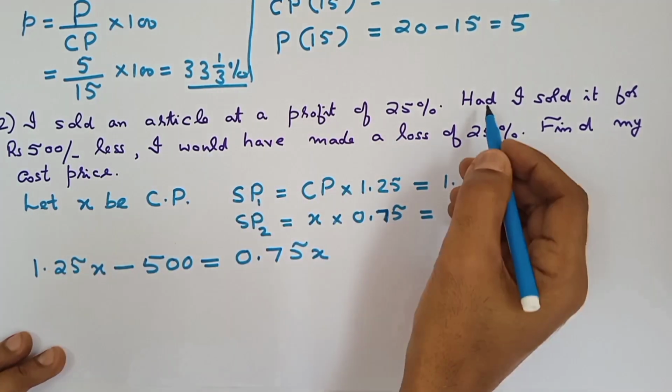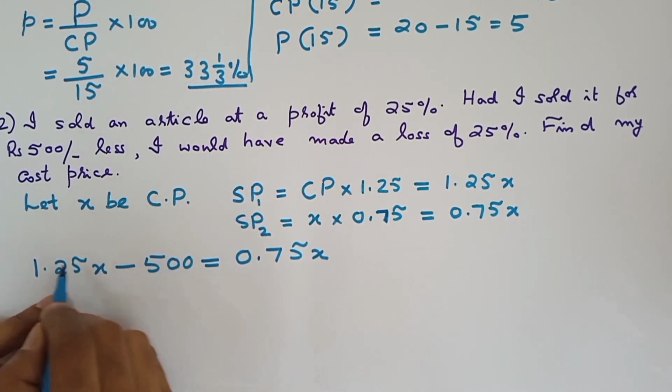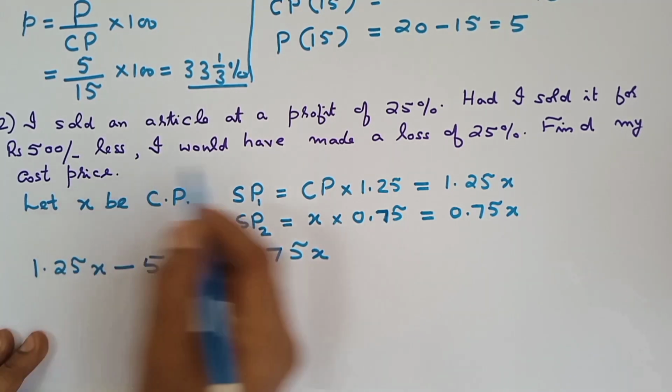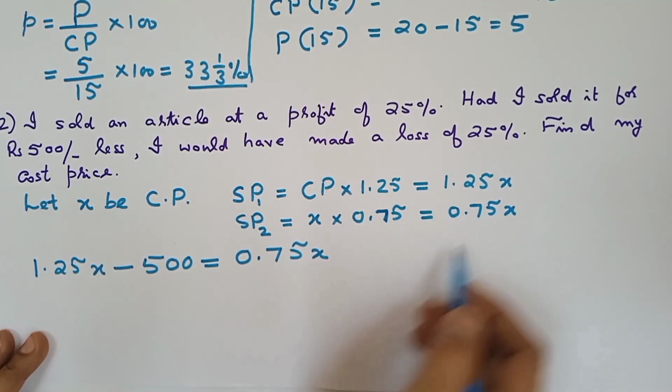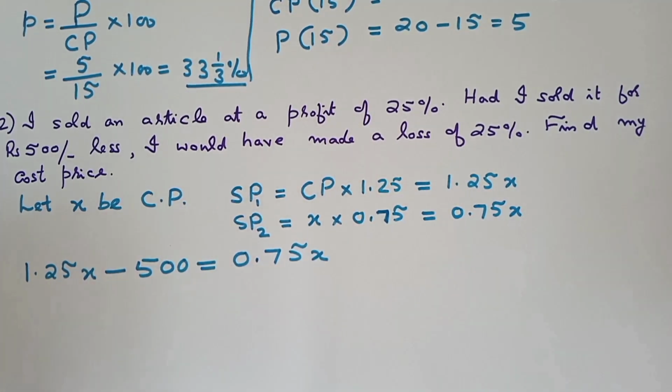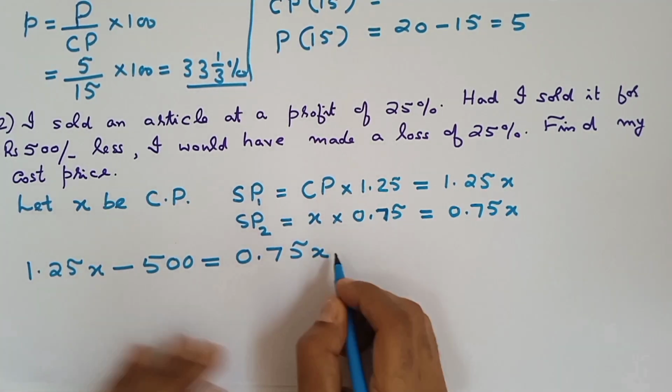This is the meaning of: had I sold it for 500 rupees less. Less from what? From the first selling price. I would have made a loss. And corresponding to the loss, there is a selling price. So the reduction in the selling prices is 500. I hope this is clear.